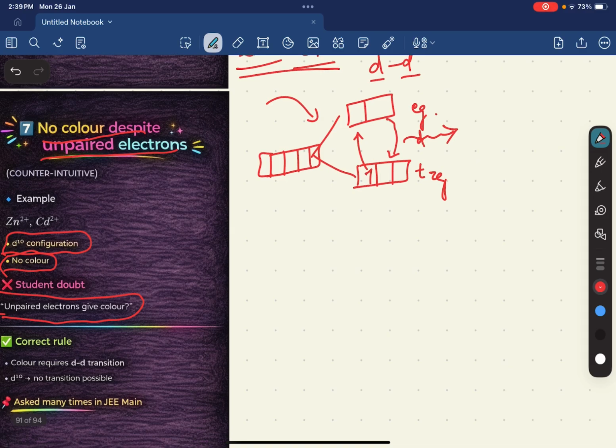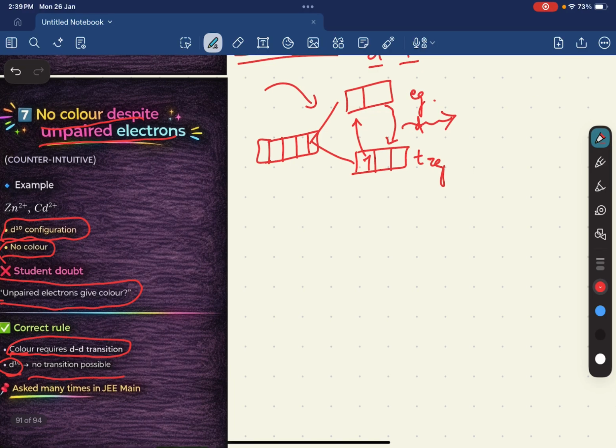So what is the conclusion? In these d10 cases, color doesn't happen because no d-d transition occurs. So no transition is possible. This was asked many times in the JEE exam. Hope it is clear.